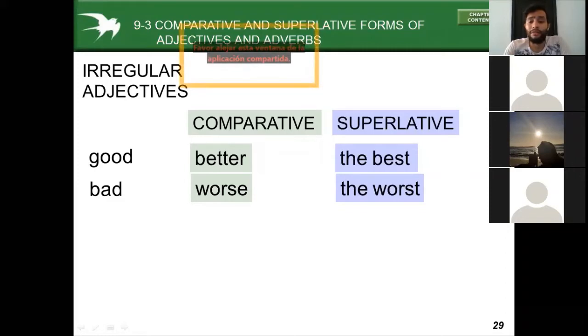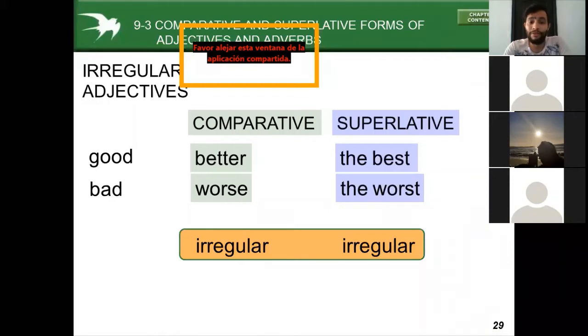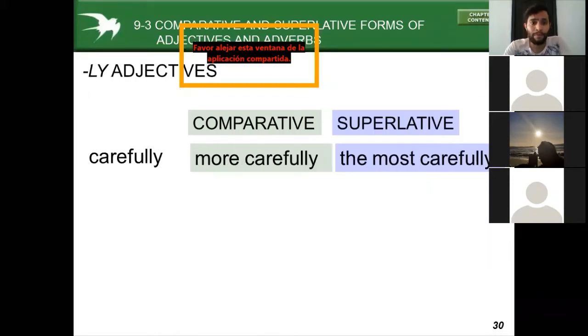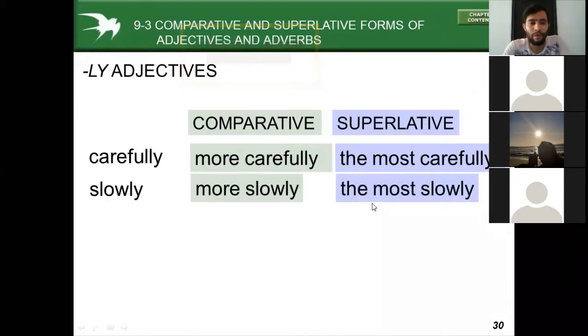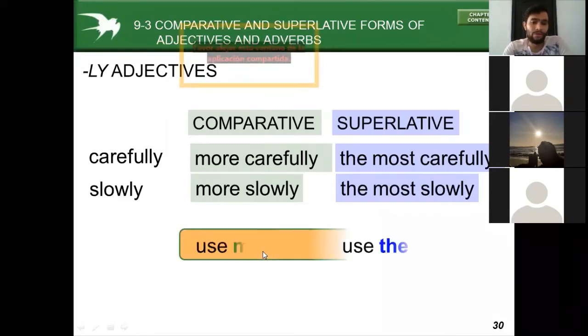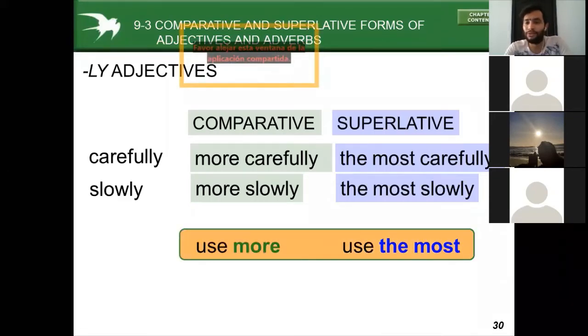The irregular, yes, miss? And far? Far is not an adjective, it's an adverb. I will show it to you in a minute, right? Don't worry, I'll show it. So these are irregular, and you know this one, right? Now, also we have more adjectives, like the ones that finish on "ly," like carefully, we say also more carefully, and the most carefully. Or slowly, more slowly, and the most slowly. So you can use them just like this as well.